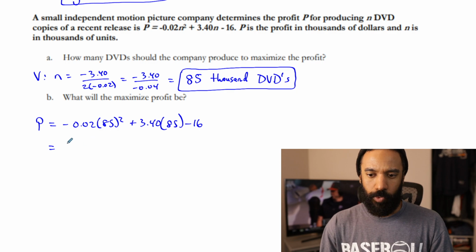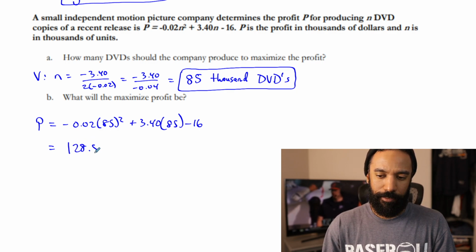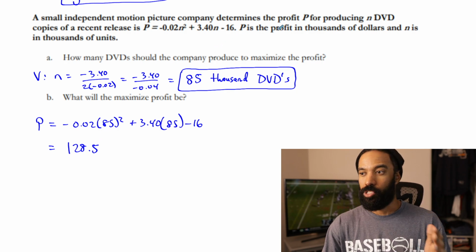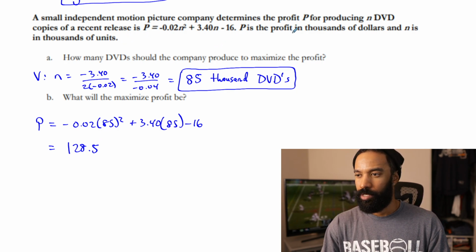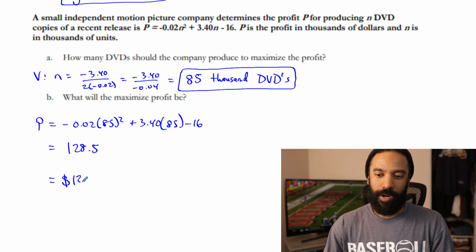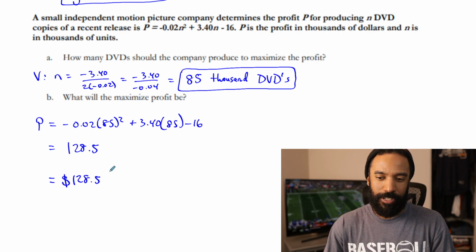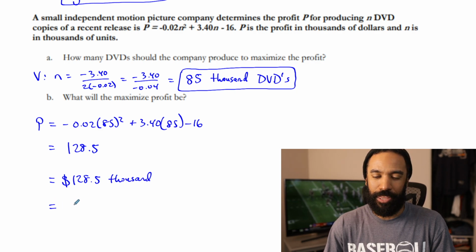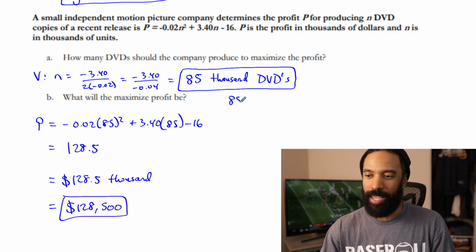Okay, the value I got is 128.5. Now, this is also in thousands of dollars. So this is $128.5 thousand. That sounds really weird to write it out that way. I think I'm going to write $128,500. In which case here I'm going to write 85,000 DVDs.